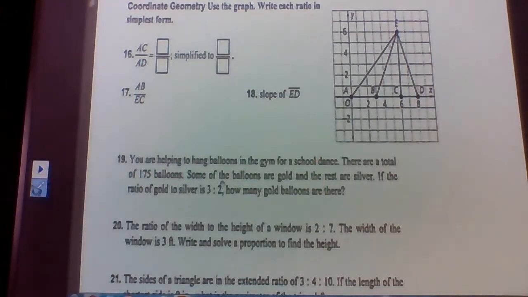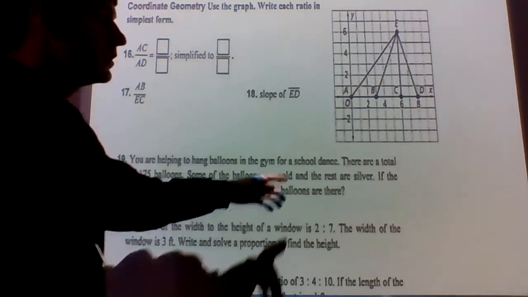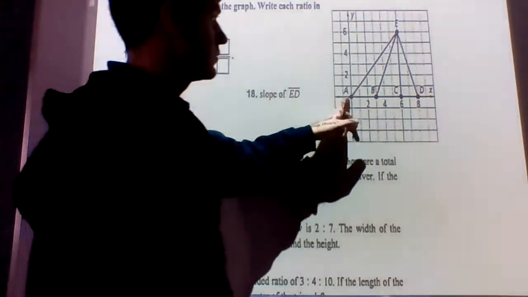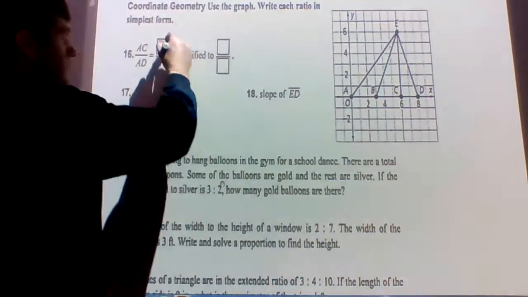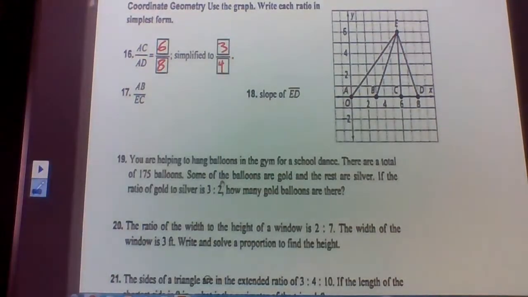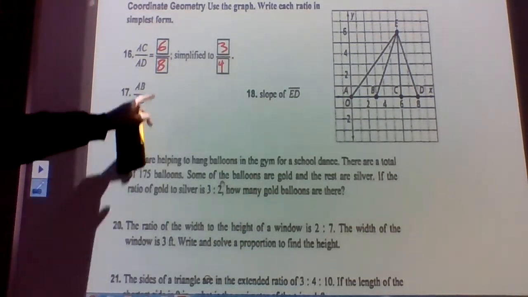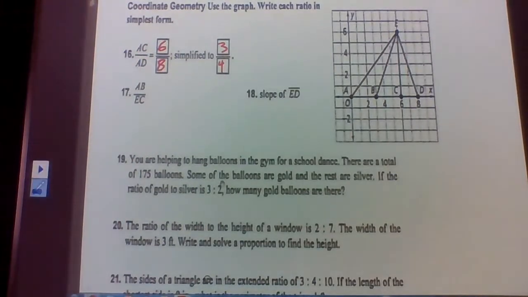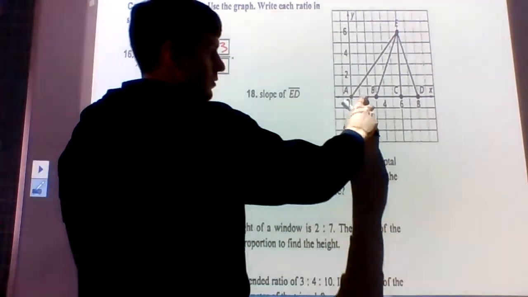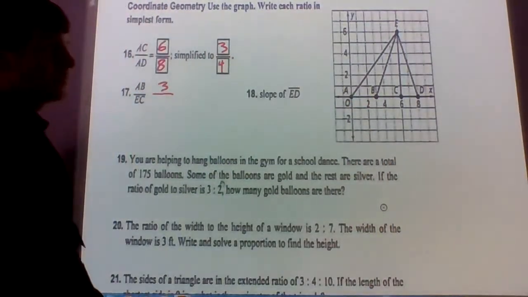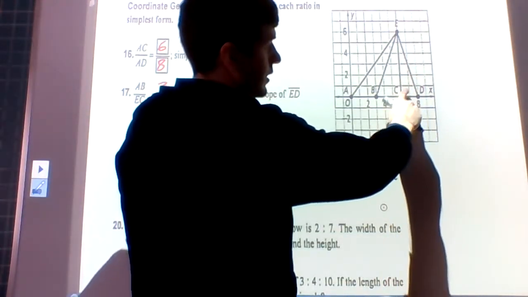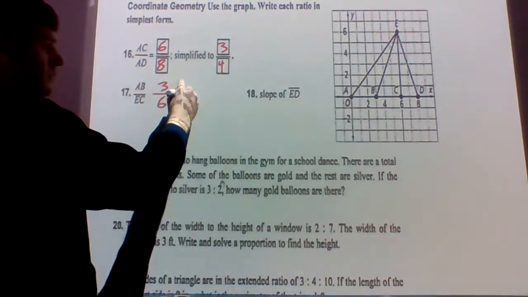Okay, so we need to find AC and AD. AC has a distance of 6, and AD has a distance of 8. So 6 over 8 simplifies to 3 over 4. Just divide by 2 on the numerator and the denominator. Okay, AB is 1, 2, 3. And then EC, 1, 2, 3, 4, 5, 6. Okay, so that's going to equal 1 half.